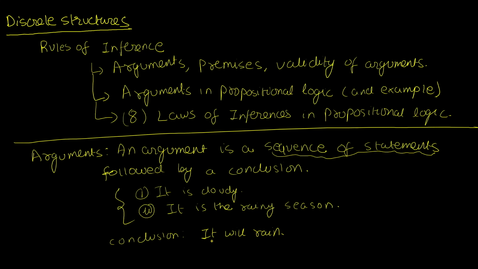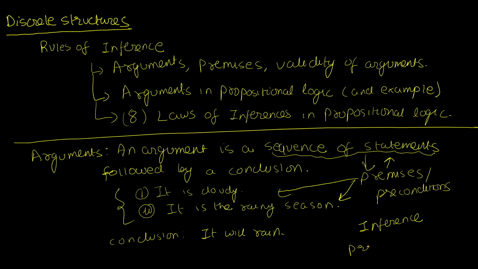And based on this example, we can also have a look at our other terms. Premises are the preconditions that must be true for the conclusion to follow. So for example, this example is asserting that 1 and 2 are true, therefore the conclusion is also true. Therefore, the sequence of statements mentioned before the conclusion are called premises or preconditions. And the process of getting to the conclusion from the given premises is the process of inference. So an inference can be defined as a process of reaching a conclusion based on evidence or reasoning.